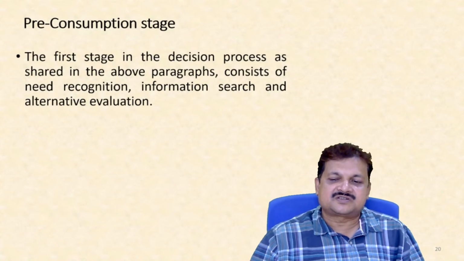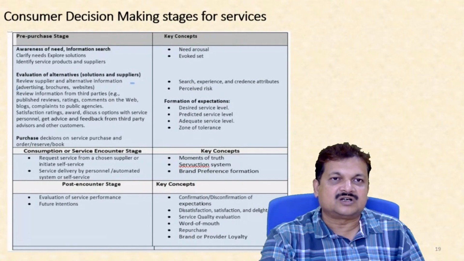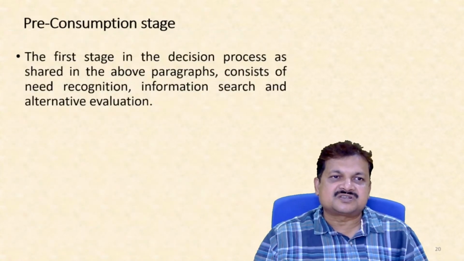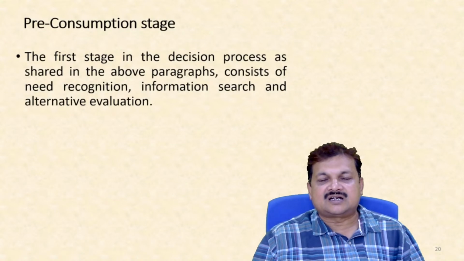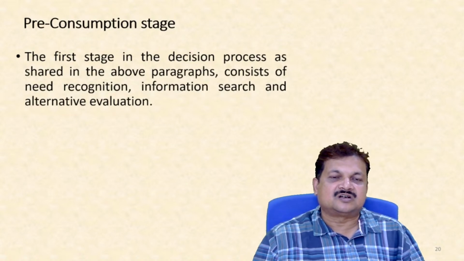Now, regarding the pre-consumption stage cases that we have seen, we are going to narrate them a little bit. The first stage in the decision process shared in the above paragraphs consists of need recognition, information search. As we know very well, in the consumer decision making process, the first three stages are need recognition, information search, and alternative evaluation.